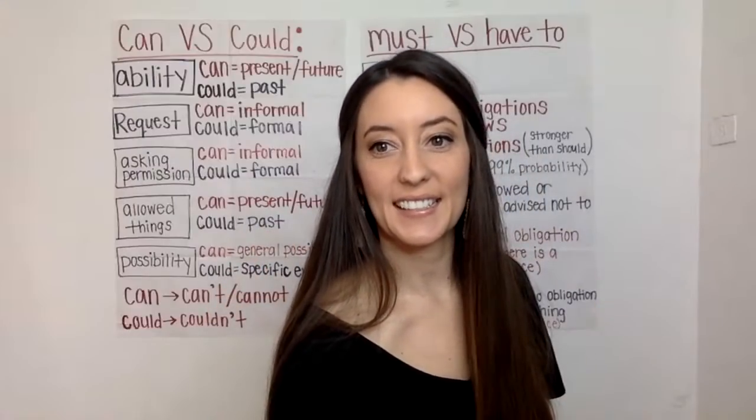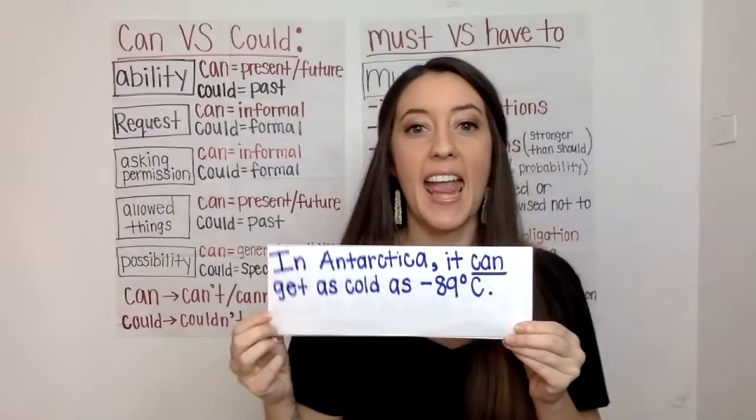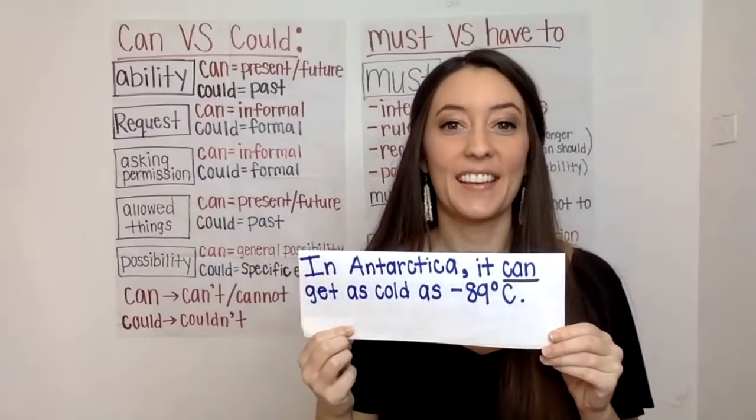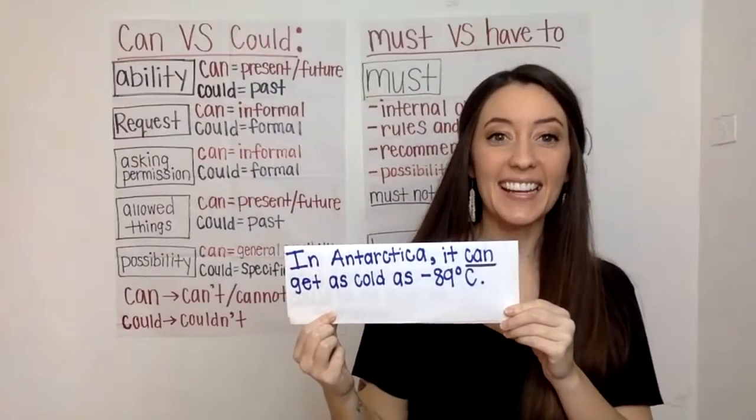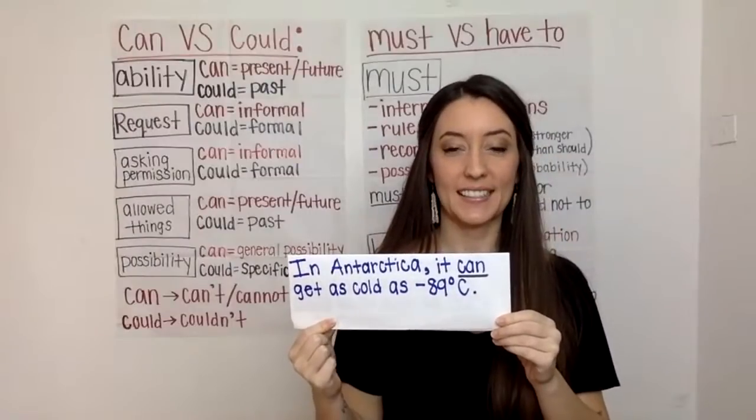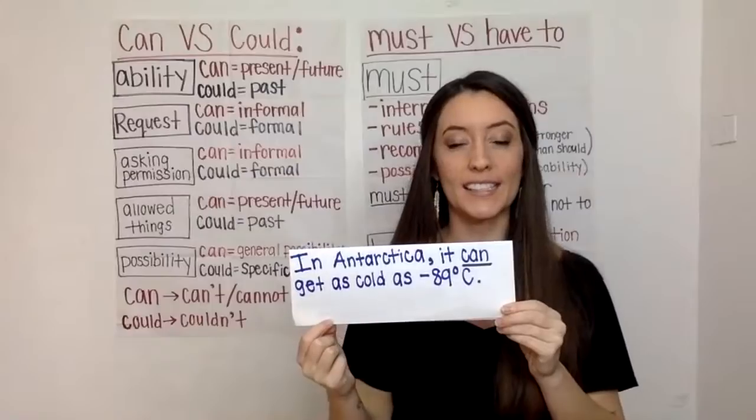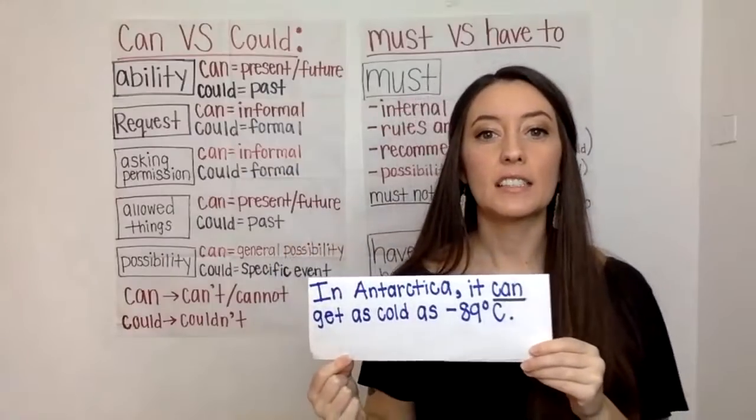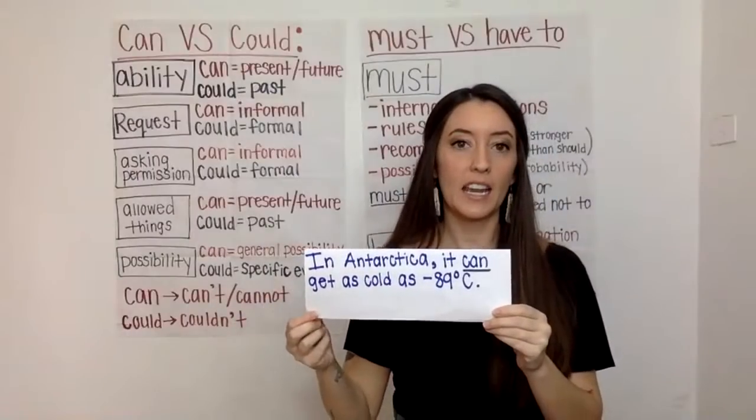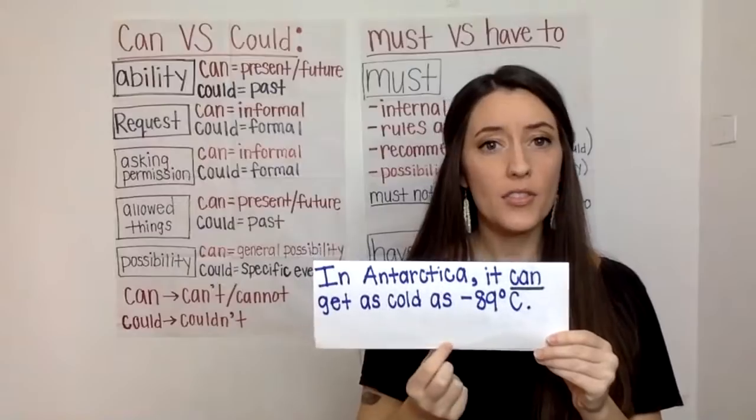So let's look at an example. In Antarctica, it can get as cold as negative 89 degrees Celsius. In Antarctica, it can get as cold as negative 89 degrees Celsius. That's very cold. So this is a general possibility. We're speaking in general in Antarctica. We're not saying a specific month or date.